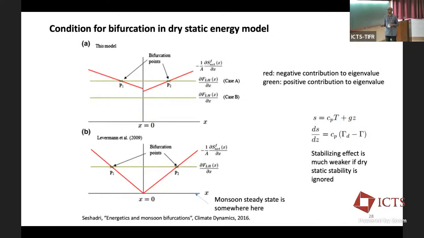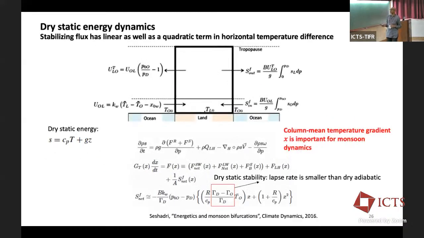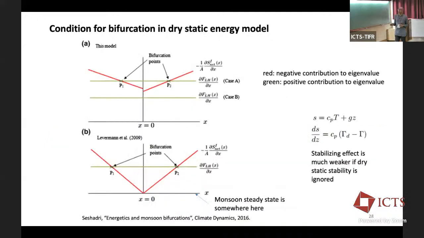So here's the case without vertical stratification. The red curve describes the negative contribution, the green curve describes the positive contribution, and the bifurcation points are where these curves intersect. And if you don't include the effect of stratification, the vertical gradient in dry static energy that corresponds to this term, you're going to get a bifurcation point. A bifurcation point is intrinsic to the model, and the reason for that is the monsoon steady state is stable.